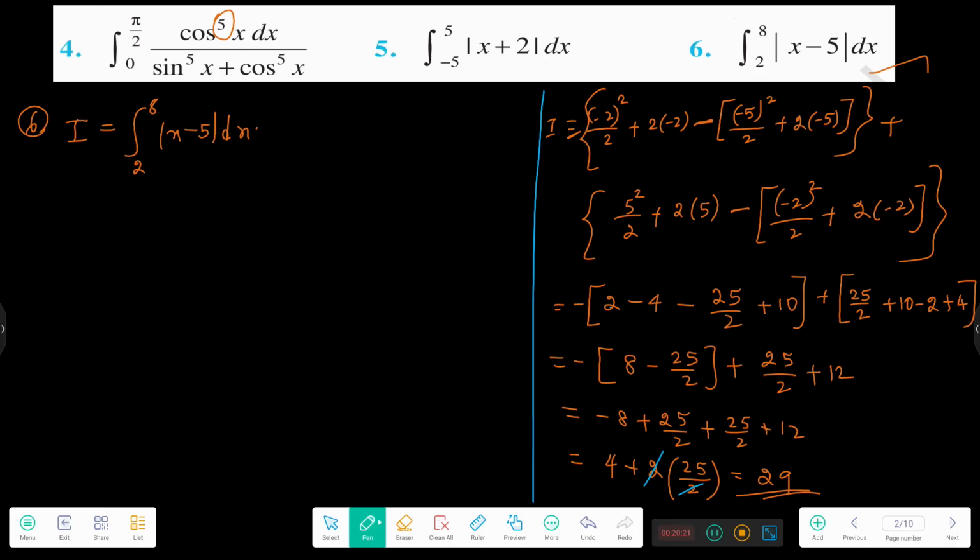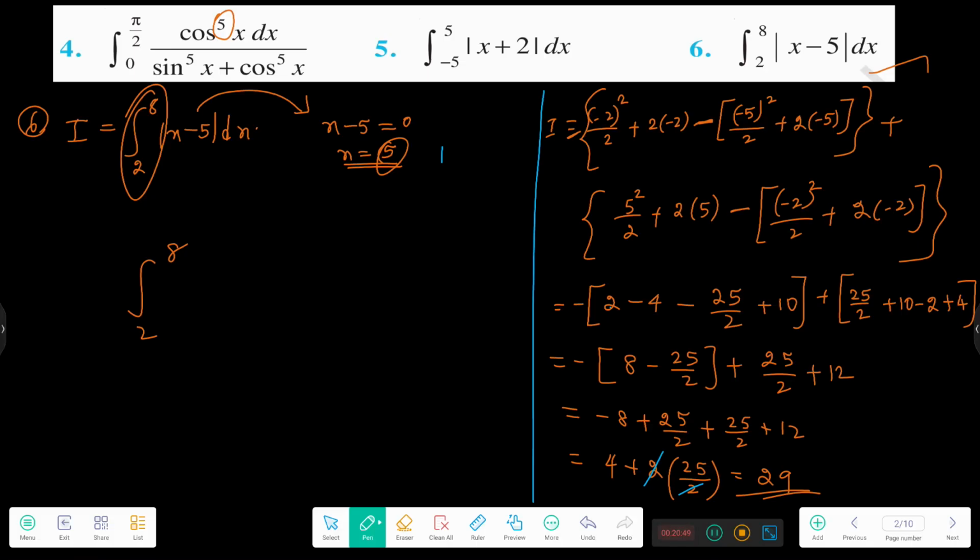What I said: inside the modulus, whatever you have, you should put equal to 0. When I find the x value, I am getting 5. The 5 must lie between the interval. Suppose not, leave it as it is, what they gave in the question. Suppose the x value I am getting is 1, that does not lie between 2 to 8, so leave it and go as they gave, as it is.